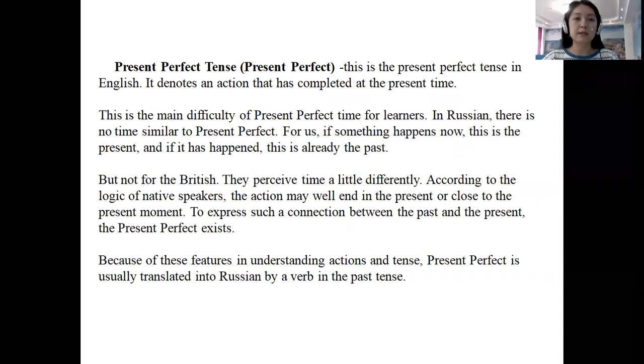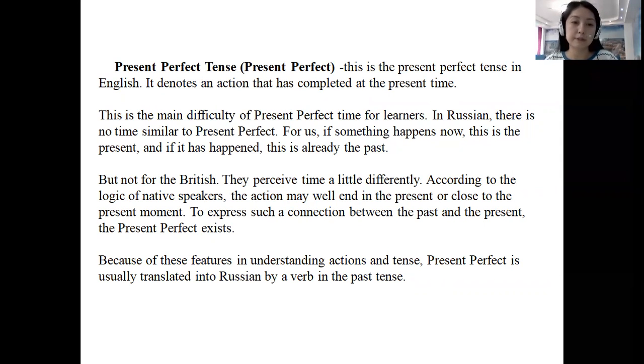Okay, what's the present perfect tense? This is the present perfect tense in English. It denotes an action that has completed at the present time. This is the main difficulty of present perfect for learners. In Russian, there is no tense similar to present perfect. For us, if something happens now, it is the present, and if it has happened, it is already the past.